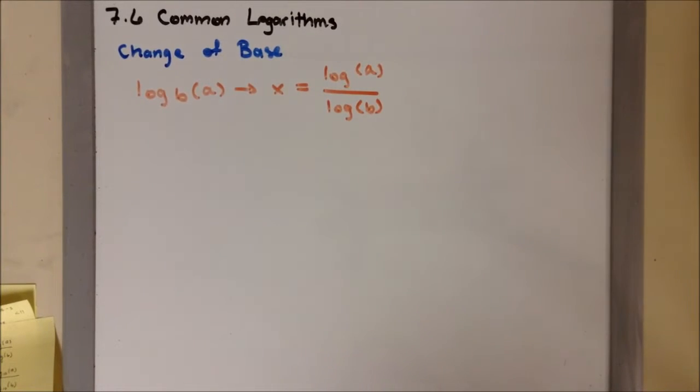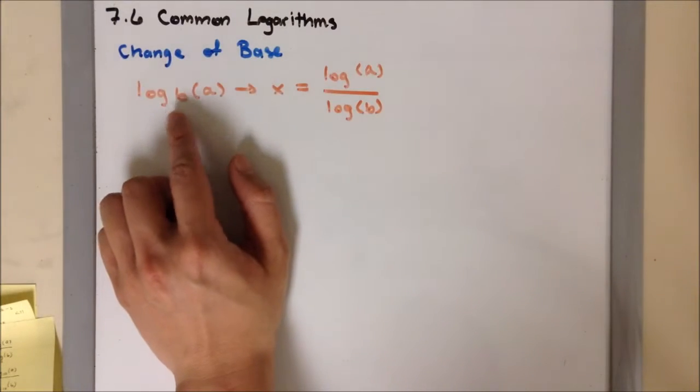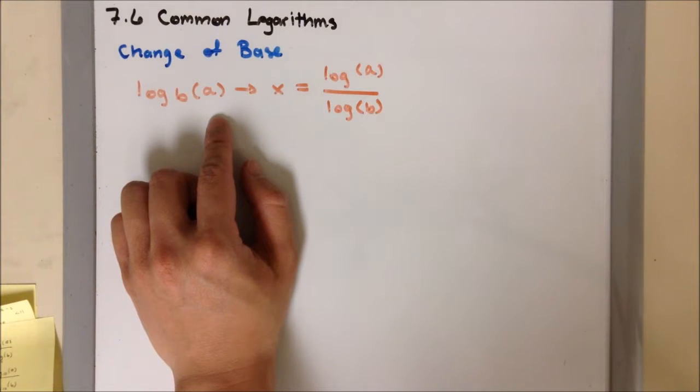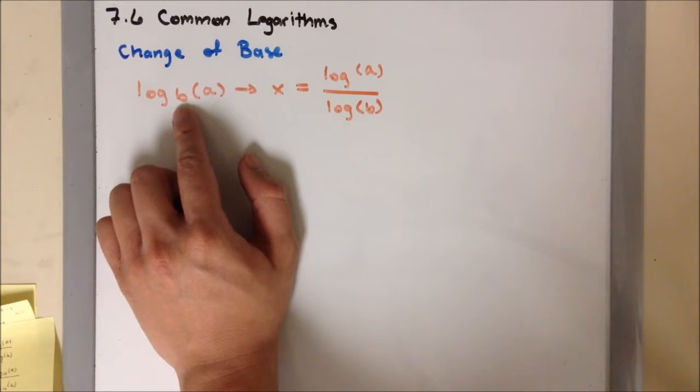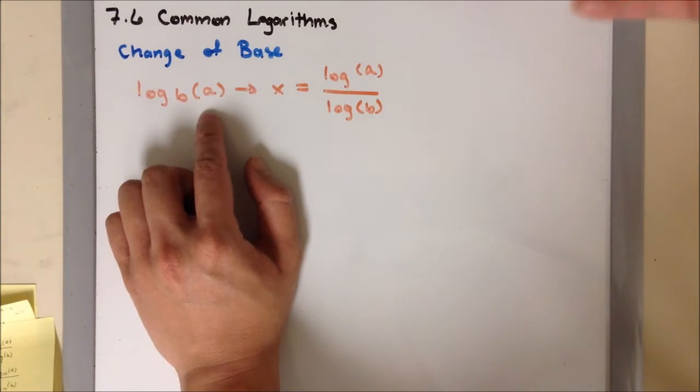So for this part, we're going to talk about the change of base formula. Now, for the change of base formula, it is stated that log base b of a, if you were to evaluate with a scientific calculator, you're not going to have the option to type in your base. And I'll explain in depth how it functions and what it looks like in the calculator.